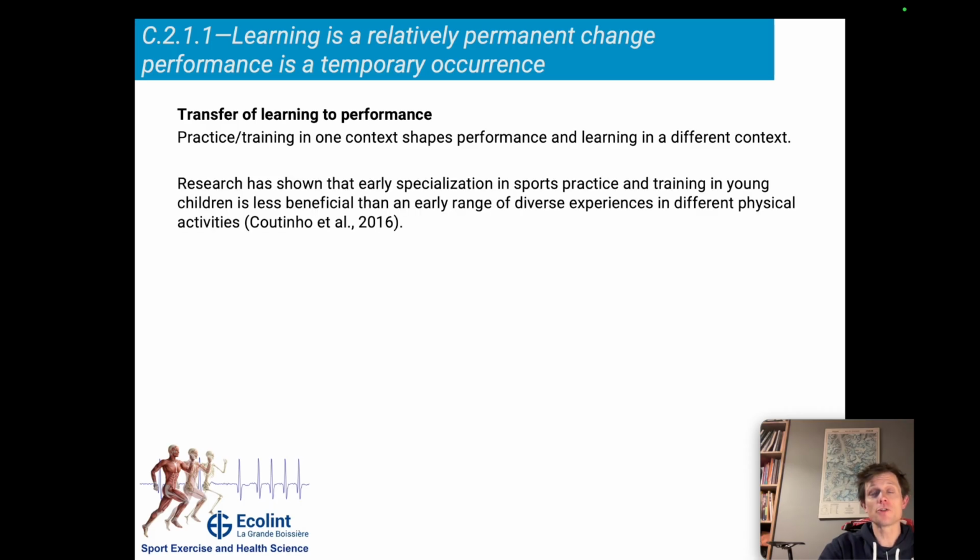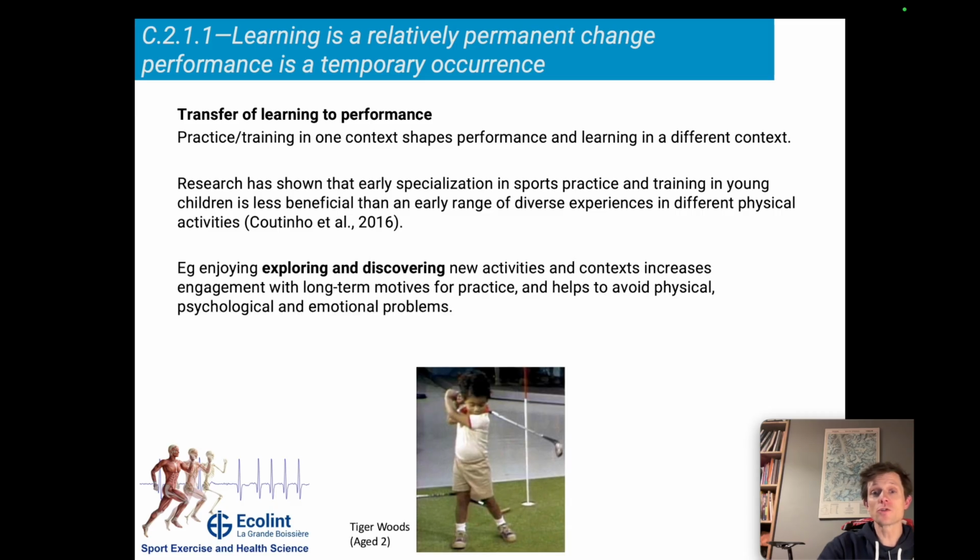The ecological dynamics approach suggests that early specialization into a specific sport is not the way to future elite performance. Actually, athletes early on in their career should be experiencing a variety of different physical activities. This is the way that they can increase their amount of experience in different environments and increase their adaptability to different changing environments. An exception to this rule could be Tiger Woods. So he pretty famously was given a golf club almost as soon as he could walk, and we all know he went on to become one of the greatest golfers of all time. However, it's important to recognize that he is an exception and not the rule.